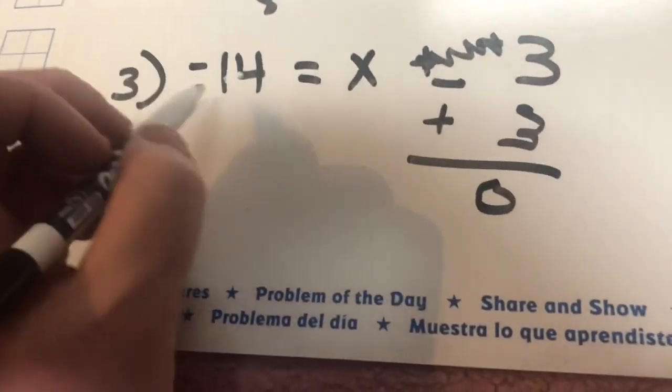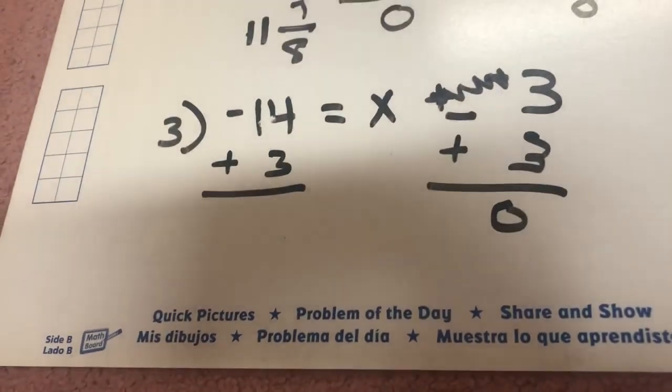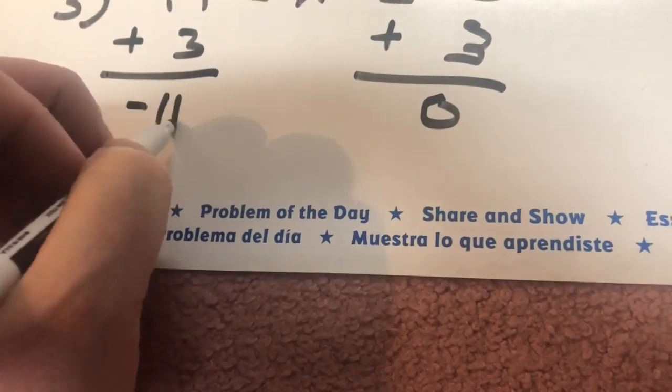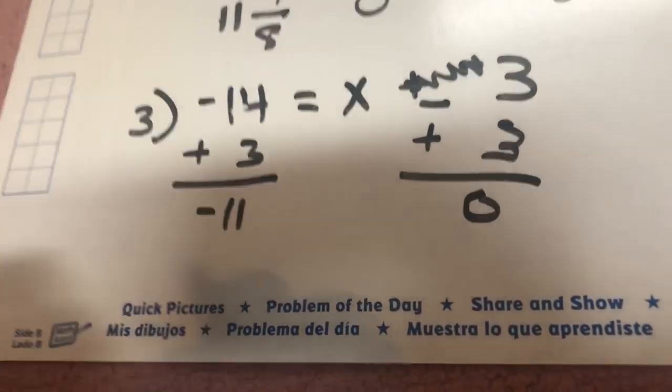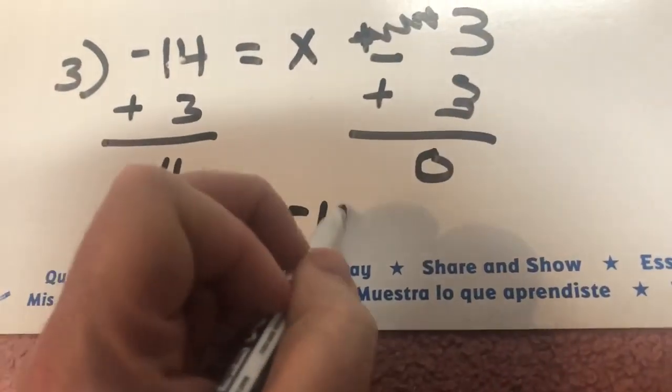So I come over here, negative 14 plus 3. I've got to remember my negative numbers. Negative 14 plus 3 is actually going to equal negative 11. So I end up with x equals negative 11.